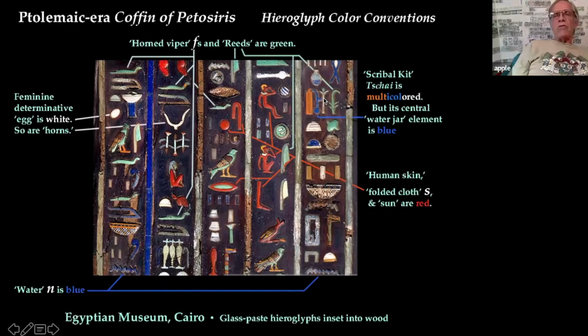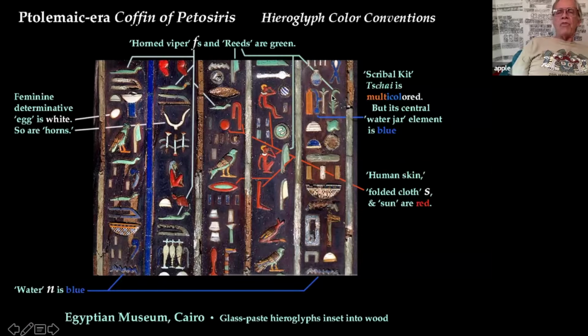The tube for holding pens, the water jar, which is blue, and then the tablet itself is painted brown. I guess they made it out of wood. Baskets are checkerboarded. The snakes are green. The horned viper, which is letter F, and reeds, which is a letter I or Y. In this case, this is Set, I think.